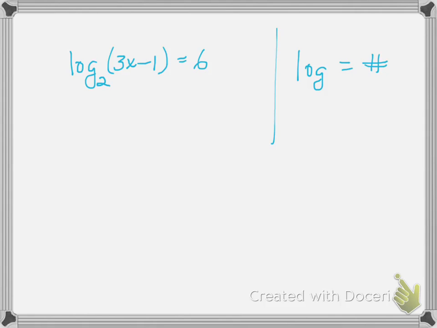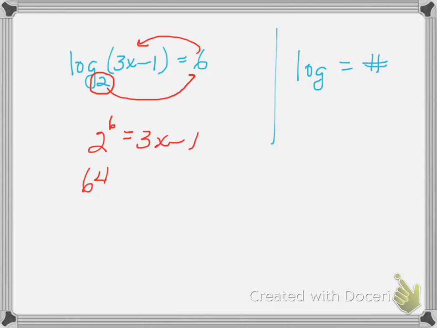The easiest way to deal with this would be to handle it using what we call the loop-de-loop. Start here, rewrite this as an exponential expression. 2 to the 6th power equals 3x minus 1. Now 2 to the 6th, we have to figure that out. That's actually 64. And now we just go about our business. 64 equals 3x minus 1. 3x equals 65. And so x equals 65 over 3.